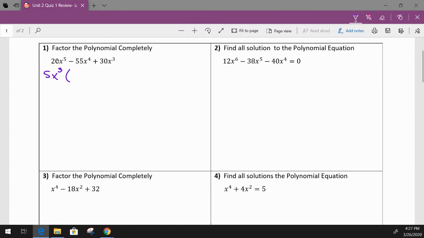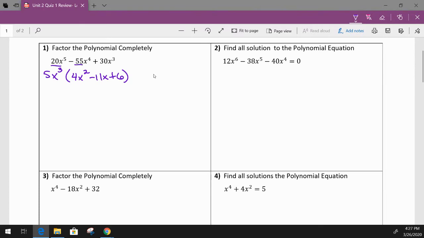Now, when you're factoring out 5x to the third, you're dividing each term by that 5x to the third. So 20 divided by 5 is 4. X to the fifth divided by x to the third is x squared. Then take your negative 55 divided by 5, and you get negative 11. X to the fourth divided by x to the third is x. 30 divided by 5 is 6. And then the x to the third was factored out, so there should be no more x's with this 6.